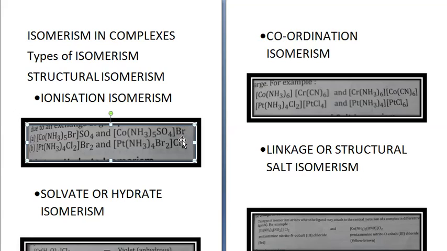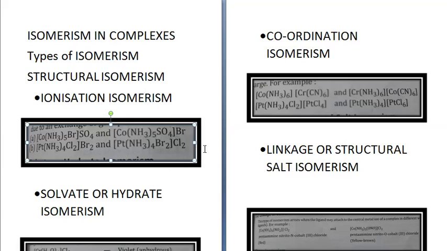Similarly over here, [Pt(NH3)4Cl2]Br2. So in this, [Pt(NH3)4Cl2] is coordination sphere, Br2 is the ionization sphere, and here [Pt(NH3)4Br2]Cl2. So in this case, the coordination sphere is [Pt(NH3)4Br2] and ionization sphere is Cl2. So the first one will ionize to give bromide ion, second one will ionize to give chloride ion. So this is the ionization isomerism.